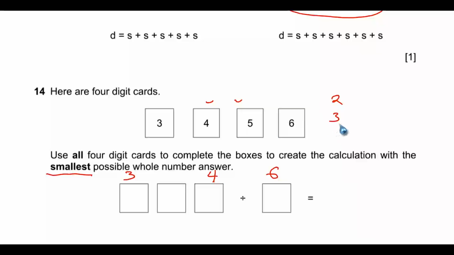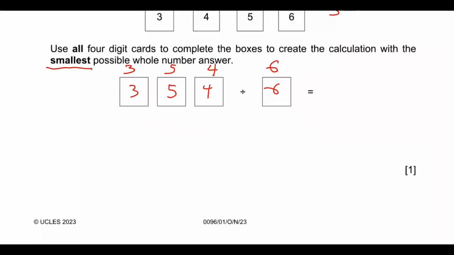Okay, and a number is said to be divisible by 3 if the sum of the digits is divisible by 3. So if I put 5 here, let's see, 3 add 5, that is 8. 8 add 4, that is 12. So the sum of the digits is 12, and 12 is divisible by 3. So the answer will be 3, 5, 4, and 6 here. So that is the solution there. Let's go to the next question.